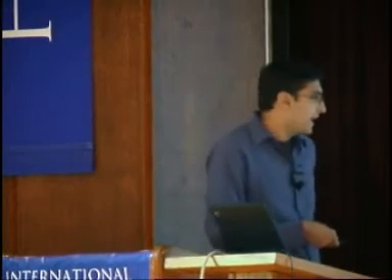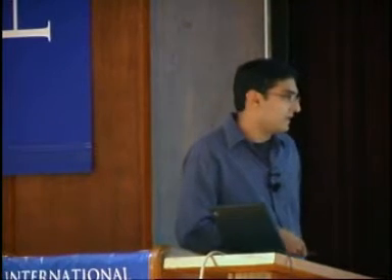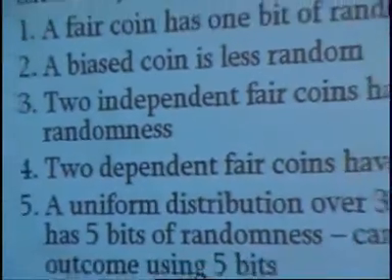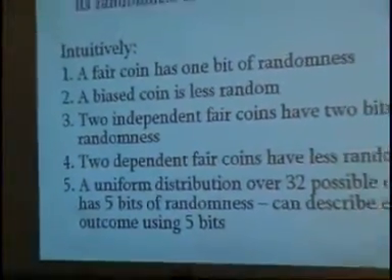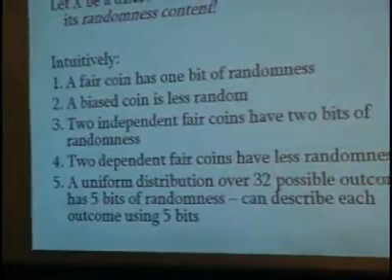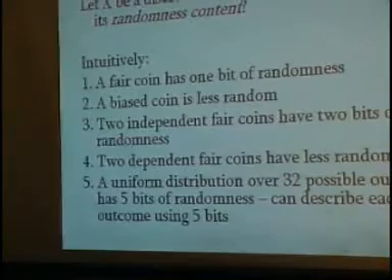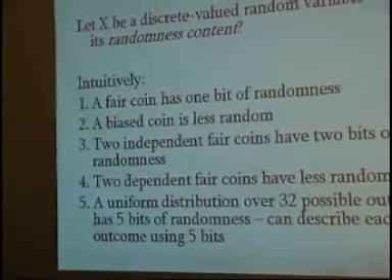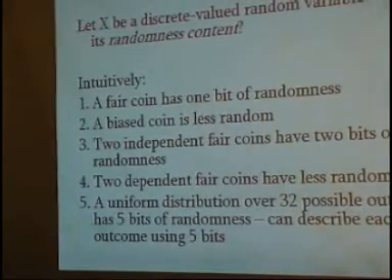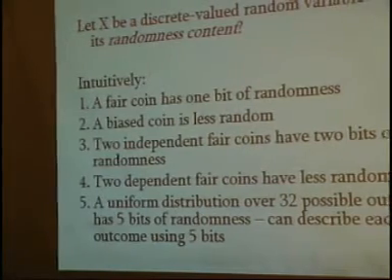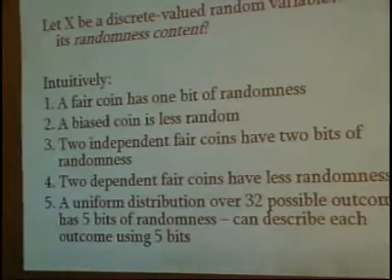And here's another thing we'd like to be true, extending these. Suppose we have a uniform distribution over 32 possible outcomes. This is something we can code in 5 bits, each of which is equally plausible. So we would like to say that this has 5 bits of randomness. These are some of the intuitive things that we would like a measure of randomness to capture. But just putting down a few things like this, there's got to be a million ways to define randomness, right?